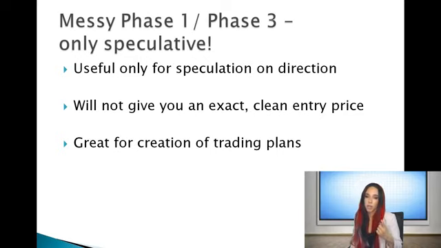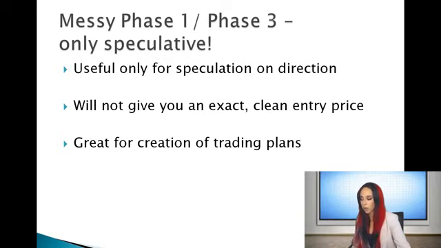This way of looking at phase 1 and phase 3 is incredibly useful for the creation of your trading plans. So if you see the messy phase 1 or phase 3 on the daily chart, you know that at some point there is about a 90% chance that a markup or liquidation is coming next. So phase 2 or phase 4. And that's basically half of your work done. You have your direction. All you will need after that is a definitive, clean price action pattern to give you your trade entry price.